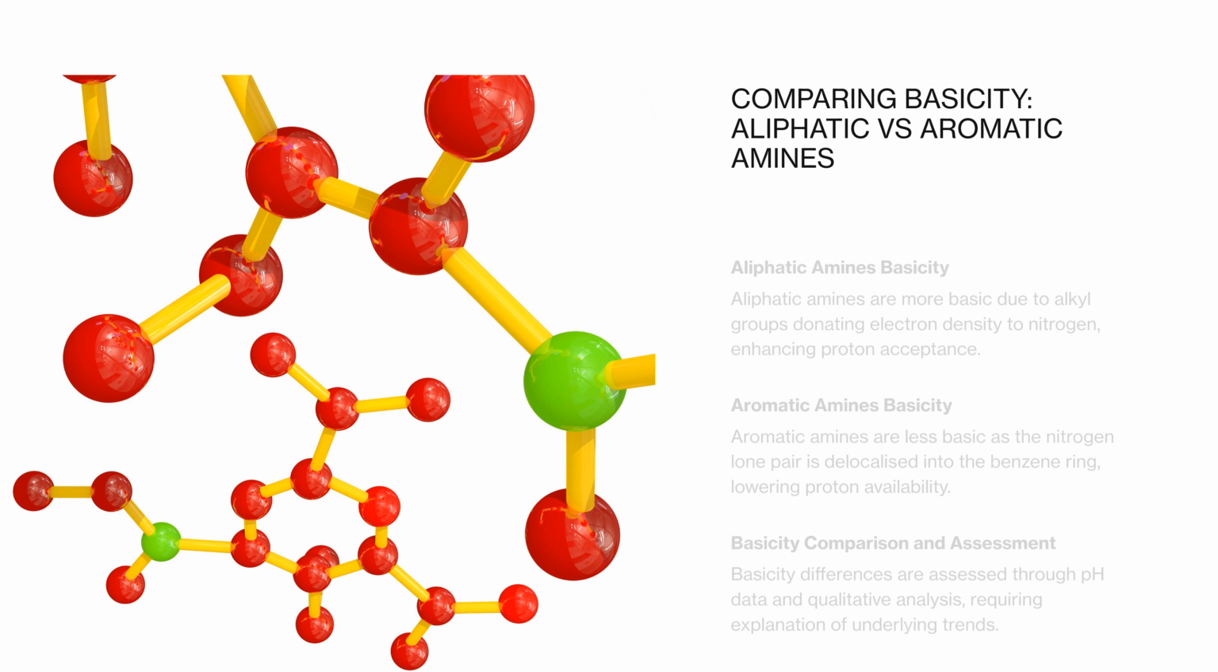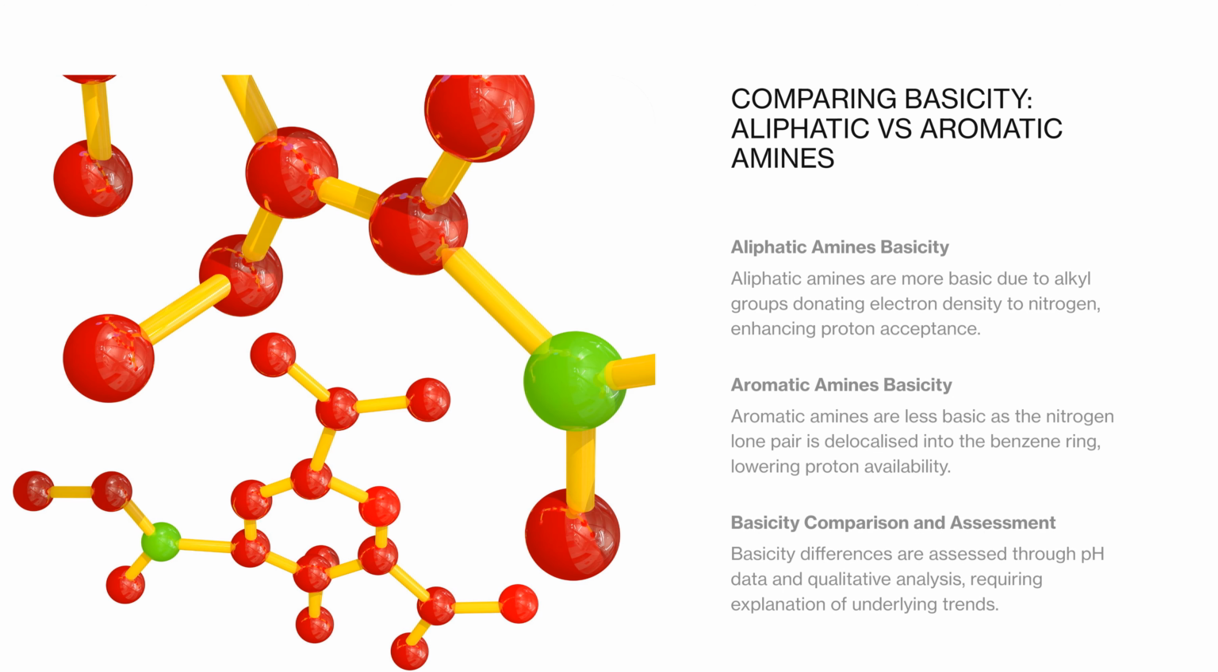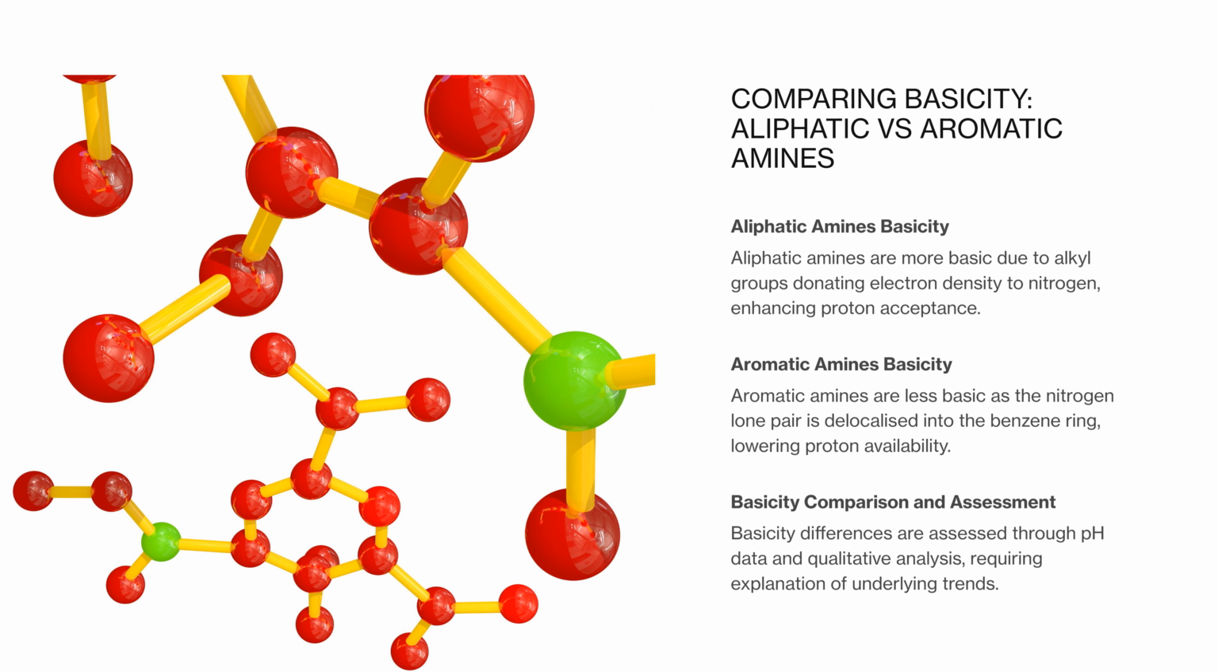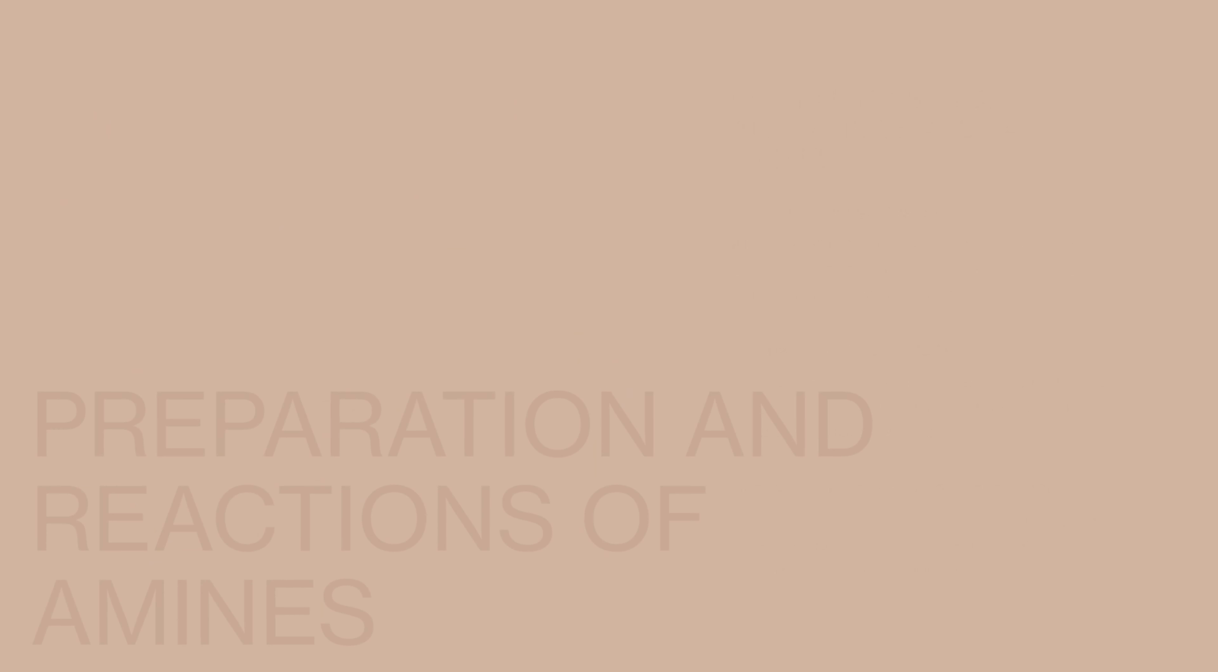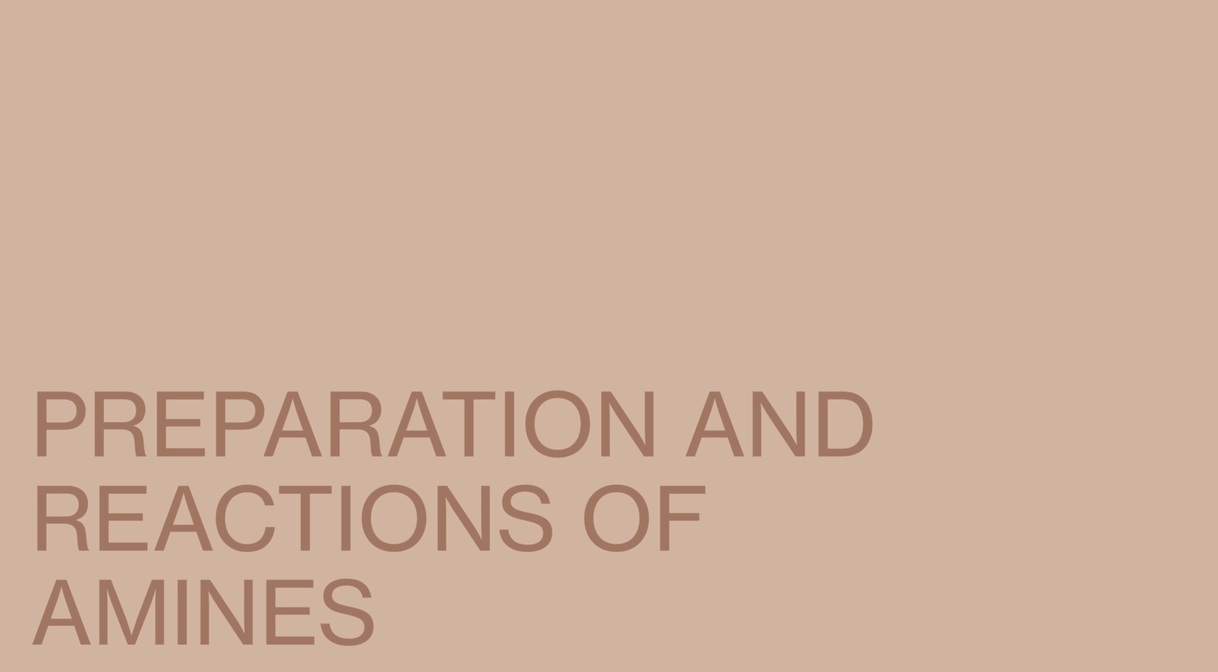Aliphatic amines are generally more basic than ammonia because alkyl groups donate electron density to the nitrogen atom via a positive inductive effect, making the lone pair more available to accept a proton. In contrast, aromatic amines such as phenylamine are less basic than ammonia. This is because the lone pair on the nitrogen is partially delocalized into the benzene ring, reducing its availability for proton acceptance.